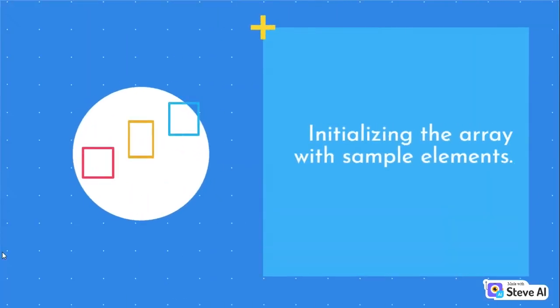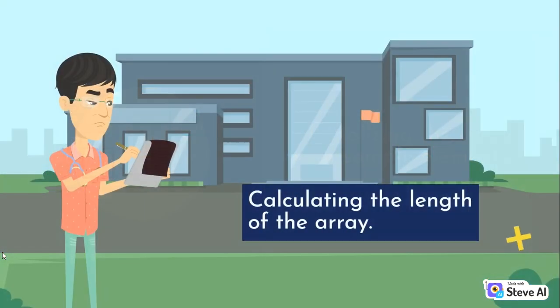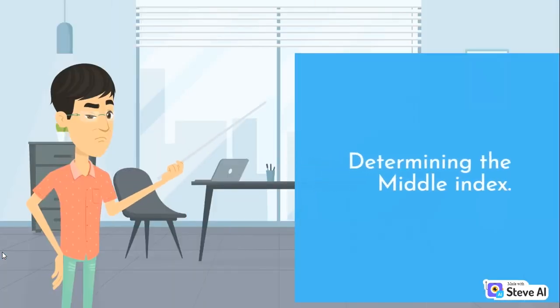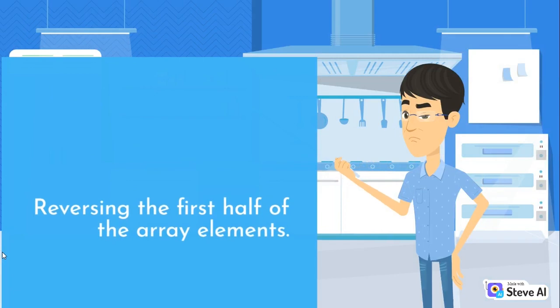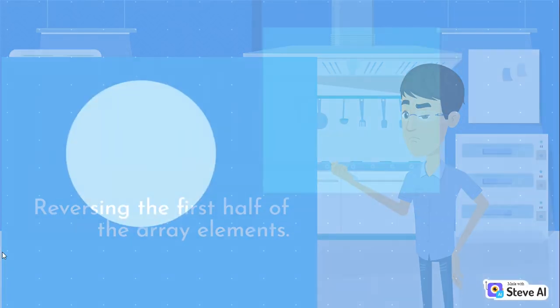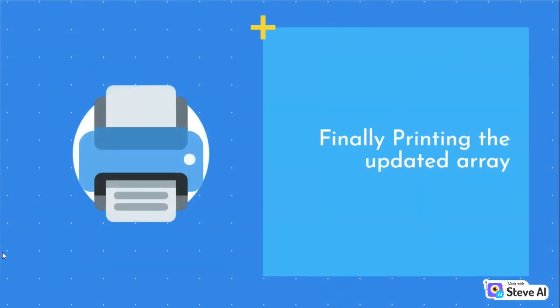Initializing the array with sample elements. Calculating the length of the array. Determining the middle index. Reversing the first half of the array elements. Printing the updated array.